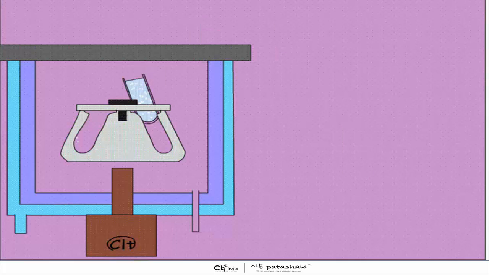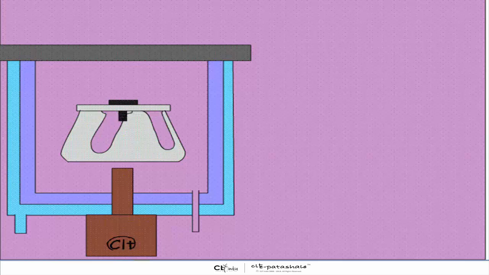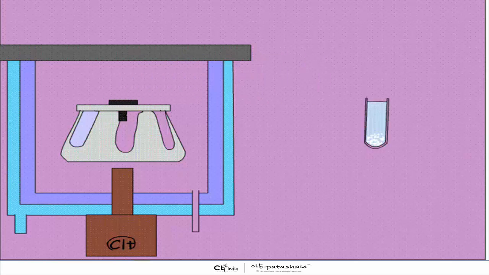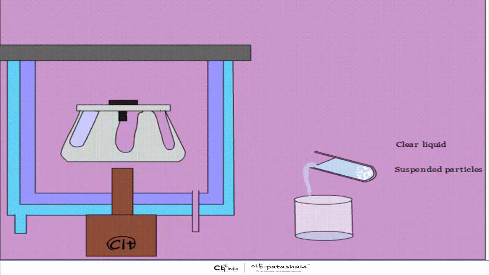We take a test tube which has insoluble substances in it and put it under the centrifugator. Now this machine is called a centrifugator, in which the test tube spins rapidly. Now after that, once we take off the test tube, you can see the clear liquid and the particles settled at the bottom. The liquid is decanted.